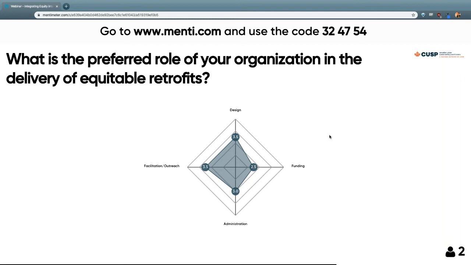If you were at the Montreal workshop, we did a version of this. That one spoke about equity work broadly. This is specific to building retrofits and thinking about integrating equity into building retrofits.